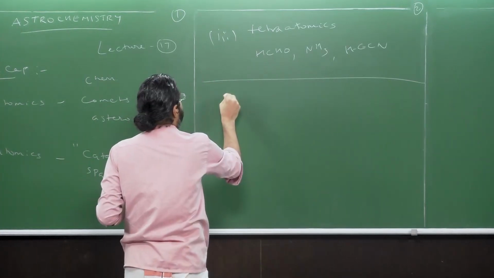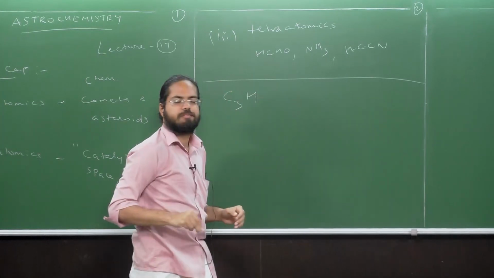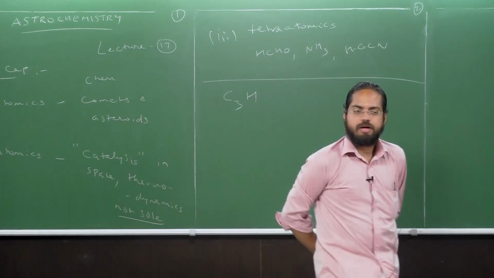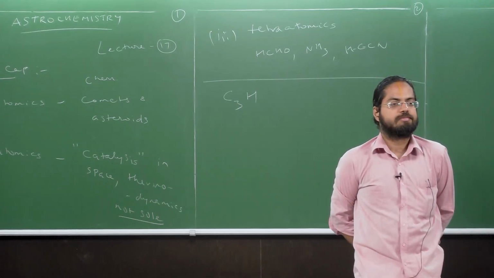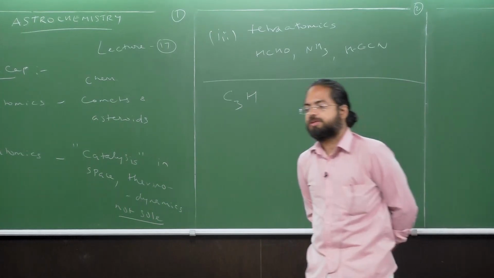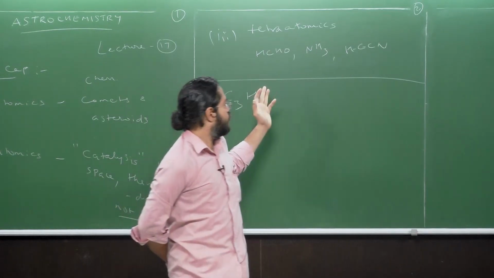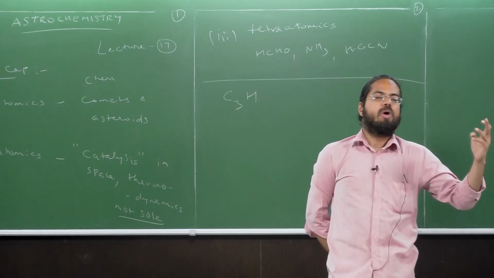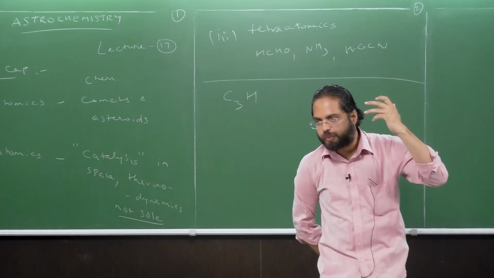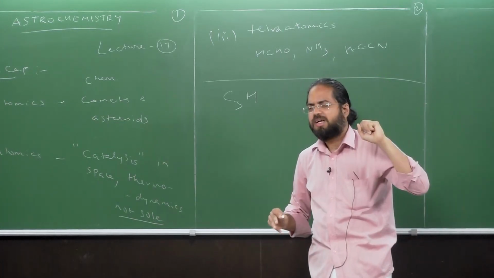Okay, consider a molecule of the formula C3H. Now, what could be a possible structure? Based on your general chemistry and high school level chemistry, what could be a structure of this molecule C3H? What would you imagine? Well, what would be a starting point to answer such questions? You would say that, okay, so it is C3H.